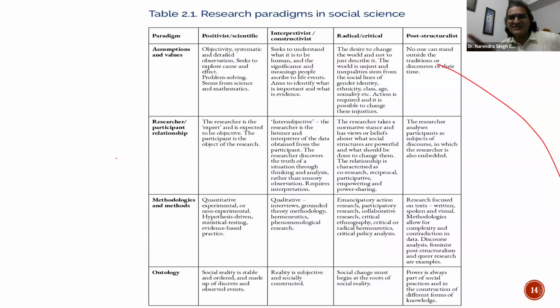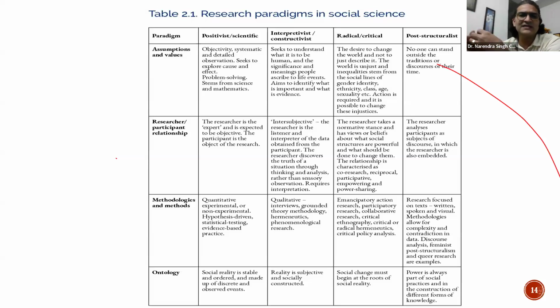Now, when I talk about the research paradigm, it is largely about assumptions and values. Qualitative research is largely a positivist approach, or the interpretivist approach, or the radical or critical, and the post-structuralist. When I talk about observation, objectivity, systematic and detailed observation, I need to understand the cause and effect relationship. So in your quantitative research, they are largely positivist in nature.